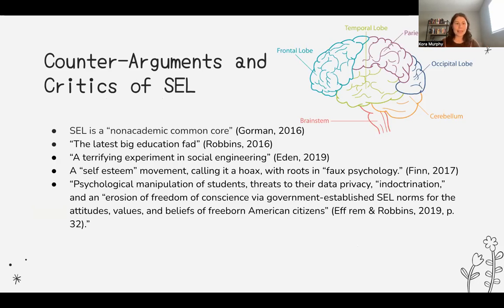It's an experiment that people are calling a hoax. It's faux psychology. They're saying there's no data to support it, which is absolutely false. Some are saying it's psychological manipulation, indoctrination. What's really interesting is that it goes against the beliefs of freeborn American citizens. Well, these are interesting perspectives that people take, yet there is data to support the effectiveness of social emotional learning. And what we're really trying to achieve is the best possible outcome for students in the classroom, outside of the classroom, and even later in life.